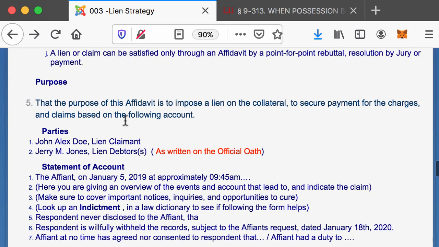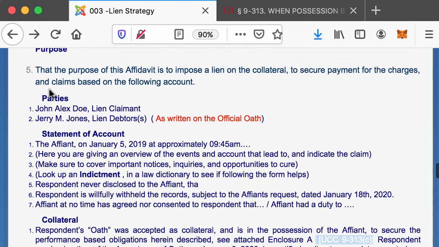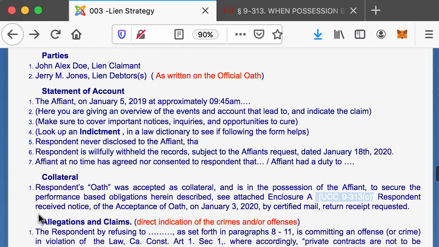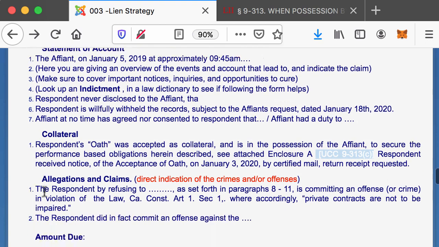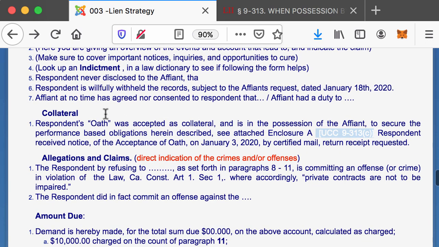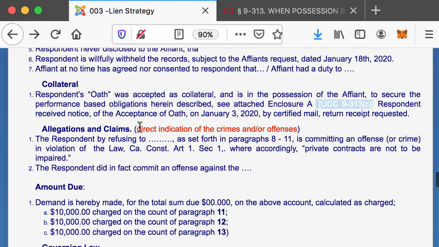So we clearly identified the purpose. The affidavit is to impose a lien on collateral to secure payment for damages, charges, or whatever. And we can put that because the inquiries and the notices and the damages already occurred. Here's the account. We give the whole background of the story. We go to the collateral under the security agreement, which we're naming here, but it was also secured with the acceptance of the oath.